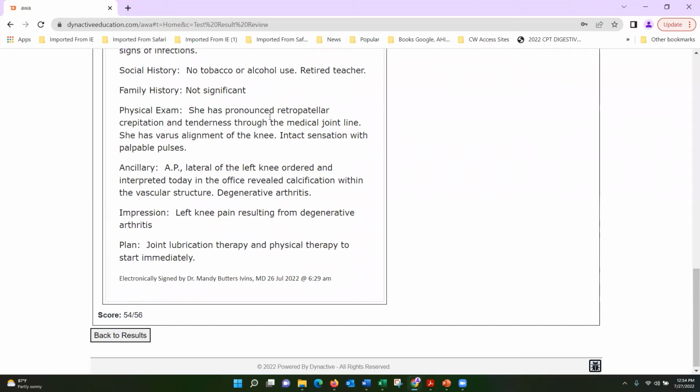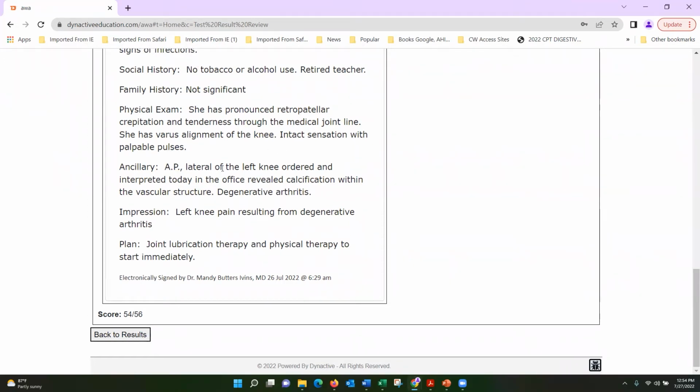She has retropatellar crepitation and tenderness throughout her medial joint line, not medical. She has varus alignment of the knee, intact sensation, her pulses are palpable. This AP lateral of the knee ordered and interpreted today in the office revealed degenerative arthritis in the left knee. So the pain is a symptom that is from a definitive diagnosis of the arthritis. All right, and he's going to start joint lubrication therapy and PT.